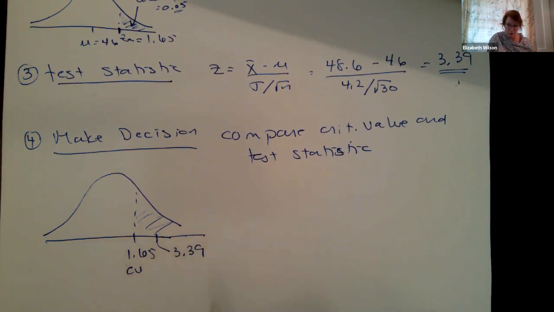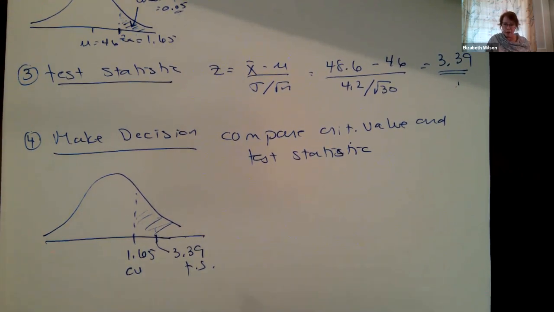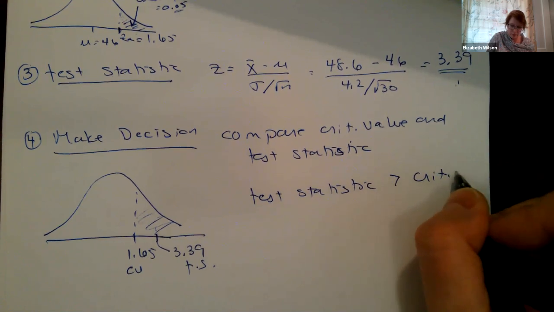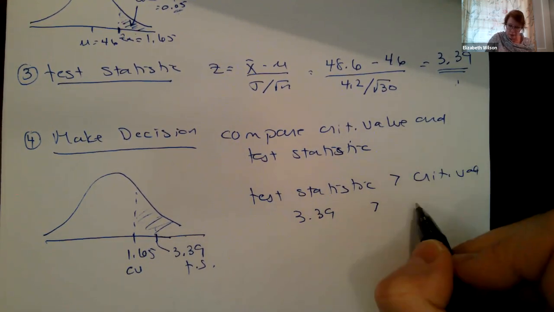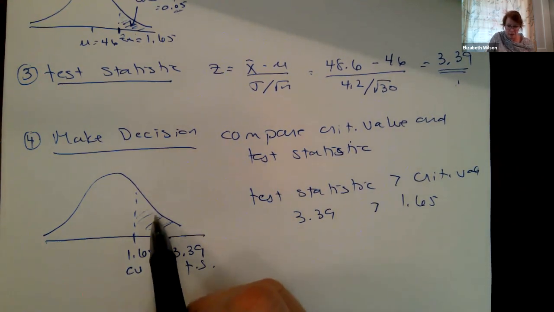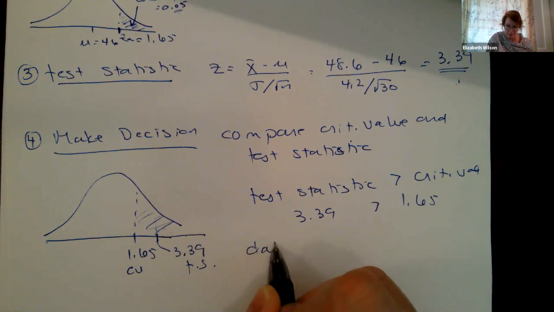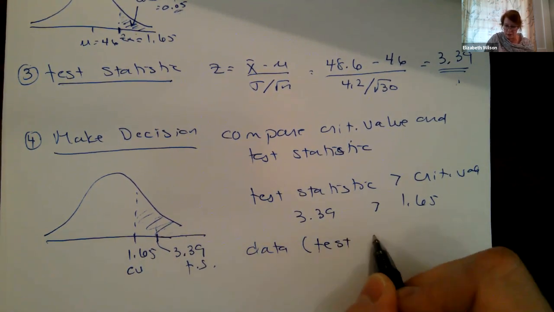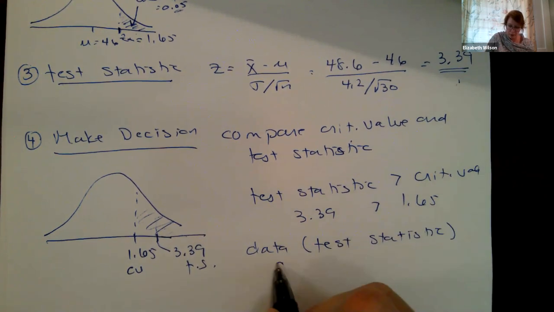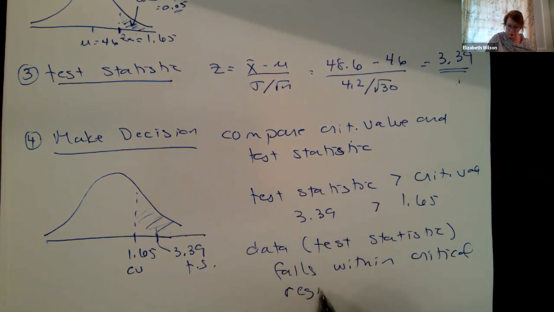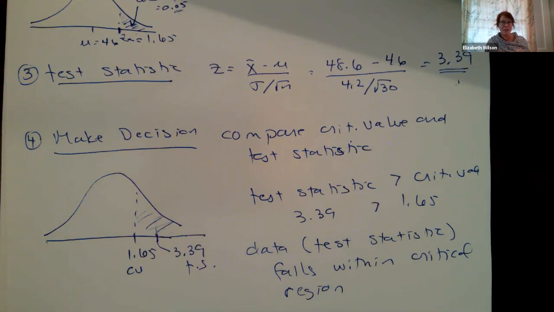So this is my test statistic, 3.39. Since my test statistic is greater than my critical value, 3.39 is greater than 1.65, that means my test statistic falls within the critical region. So your data, which we've reduced down to a test statistic, falls within our critical region. We call it the critical region because it's the region within which values are significant, significantly different from our mean.